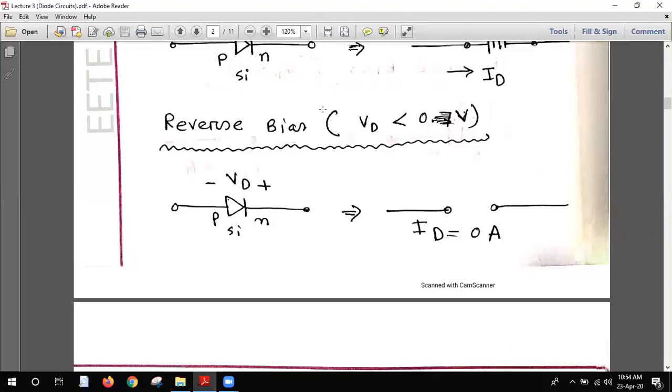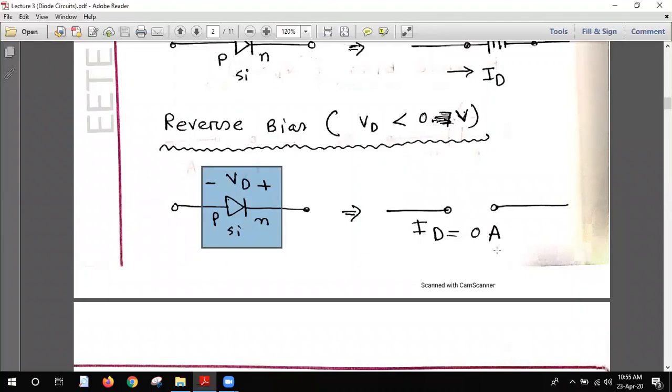So in the reverse bias condition, P is connected to the negative and N to the positive. You can see that in the reverse bias condition there will be no current flow, and the two terminals will be an open circuit with no current flow.